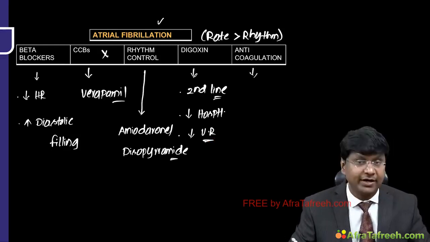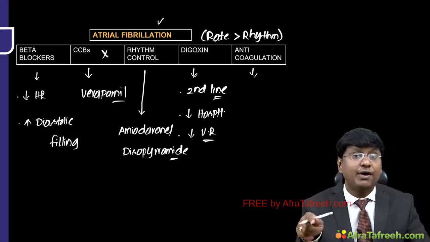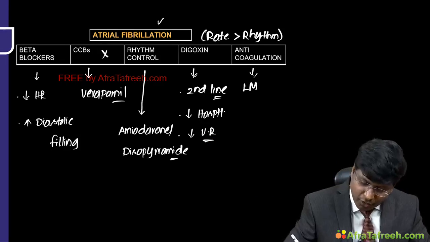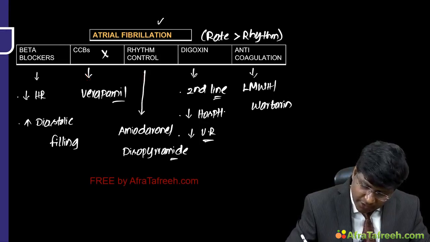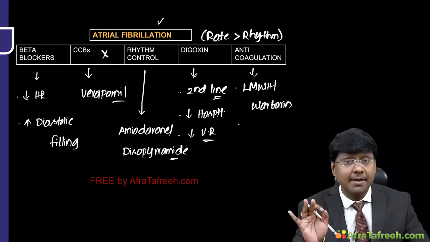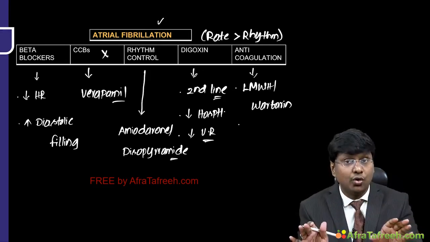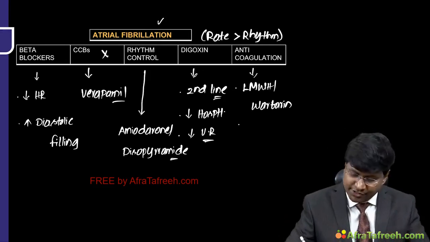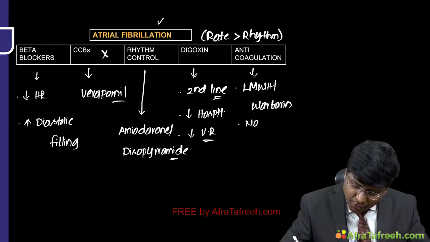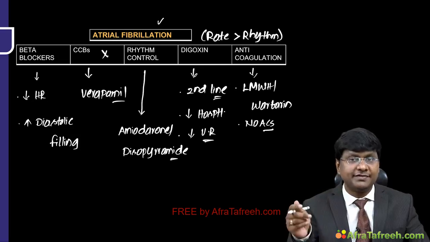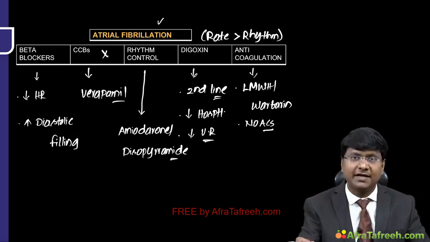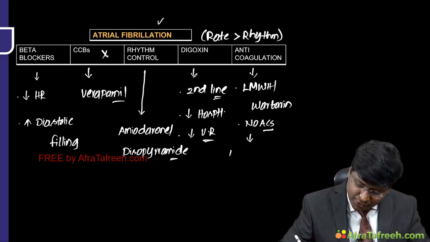Next is anticoagulation. In order to prevent thromboembolic stroke, you need to give low molecular weight heparin, or warfarin should be given. Okay, low molecular weight heparin or warfarin should be given. But if there is no coexisting mitral stenosis, you can give newer oral anticoagulants. Newer oral anticoagulants are usually avoided if there are valvular pathologies. If there are no valvular pathologies, then the newer oral anticoagulants can be given.